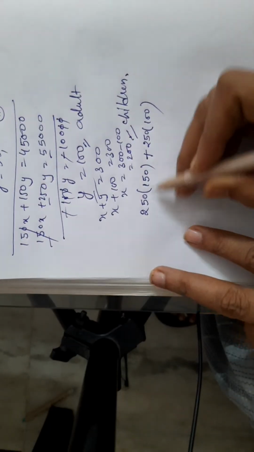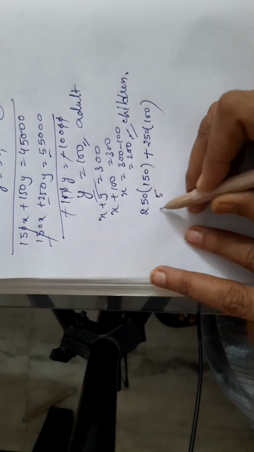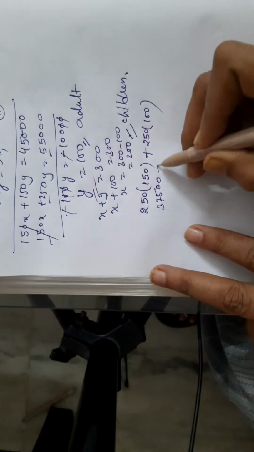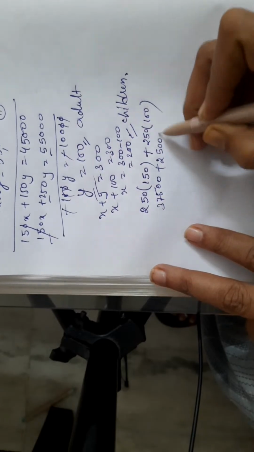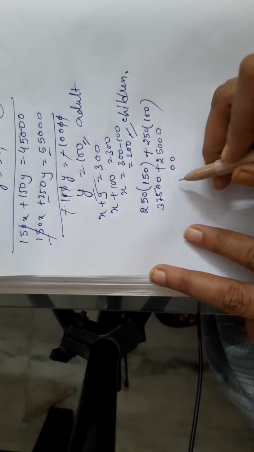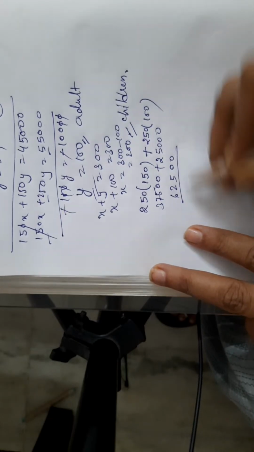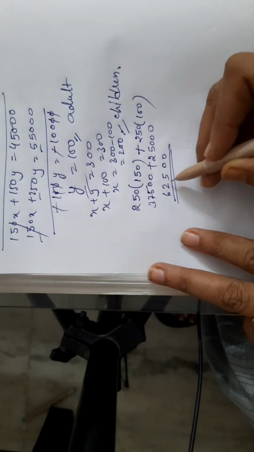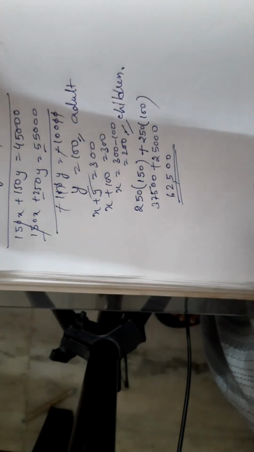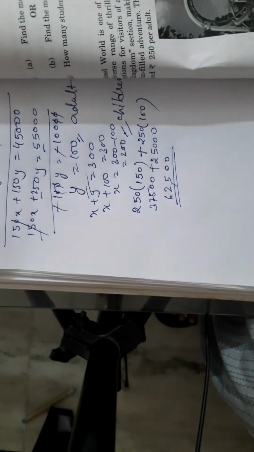Now multiply the numbers. 15 5s are 75, 15 2s are 30, 37 plus. Now adding them together, so total amount was 62,500. Now let's move to the next question.